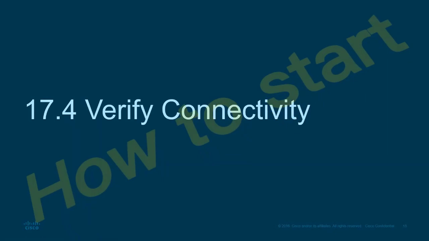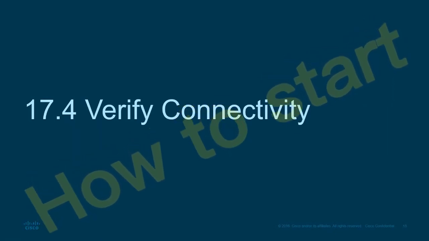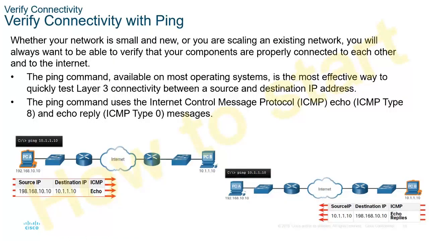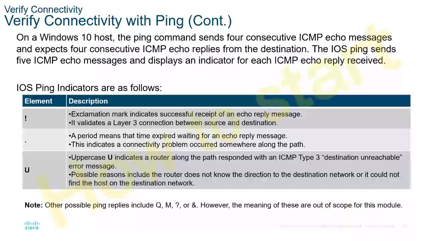Moving on, we have the ability to verify connectivity. Earlier we talked about ICMP and ping using echo and echo reply. Those allow us to verify functionality. We already talked about what different elements mean: a period versus an exclamation point versus a U. All of these mean different things. There are other possibilities like a Q, M, question mark, and ampersand. Again, we've already discussed that when we talked about ICMP. Even though it's outside the scope of this course, those are still really important to know.